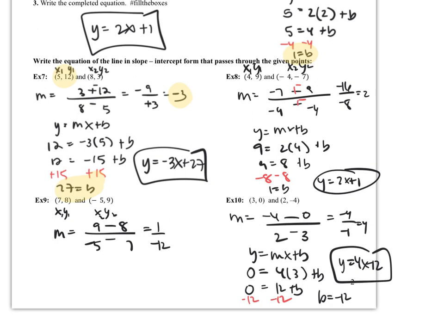Okay, so on example 8, I did subtraction fraction. I did negative 7 minus 9. Keep change opposite. I got negative 16. Negative 4 minus 4. Keep change opposite. I got negative 8. So that got me a slope of 2. Then I used this ordered pair because they were positive. So I changed y to 9, m to 2, and x to 4. 2 times 4 was 8. And to get b by itself, I minus 8 from both sides. And I got b equals 1.